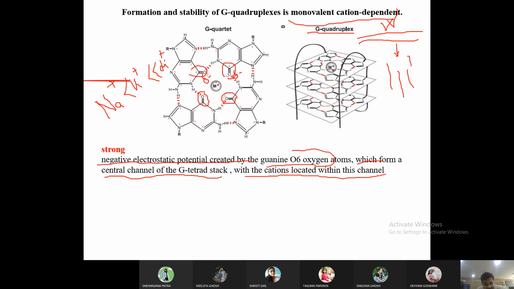And this partial negative charge attracts these monovalent cations in the central channel of this quadruplex DNA. So this ionic interaction holds these 4 strands together in one place. It is a very strong attractive interaction, and that is how this 4-stranded helix gets its stability. Did you get the point?